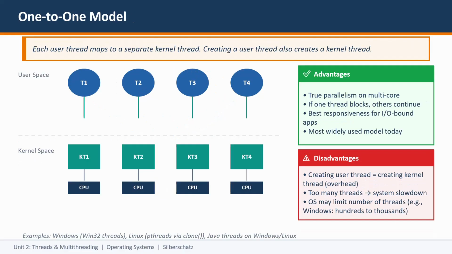The next slide is the one-to-one model. In this model, every user thread gets its own kernel thread. This allows true parallelism on multi-core systems. If one thread blocks, the others keep running. The downside: creating too many threads is expensive because each needs a kernel thread. Windows and Linux use this model.